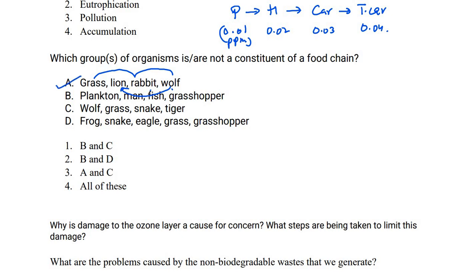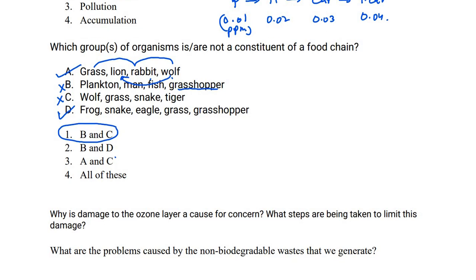A is possible. Here in the B part, plankton, man, fish and grasshopper are there. तो प्लैंकटन के ऊपर डिपेंडेंसी फिश की तो है, लेकिन ग्रास हॉपर तो हमारा टेरेस्ट्रियल एनिमल है. ग्रास हॉपर फिश को थोड़ी ना कंज्यूम करेगा. सो बी इज रॉन्ग. C, wolf, grass, snake and tiger are there. So there is no herbivore you can see in this case. So obviously this food chain cannot exist. D part is frog, snake, eagle, grass, grasshopper. This can exist. So B and C are the ones which won't exist. So option 1 would be the answer for the particular question.